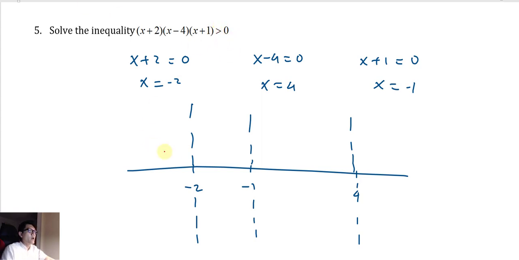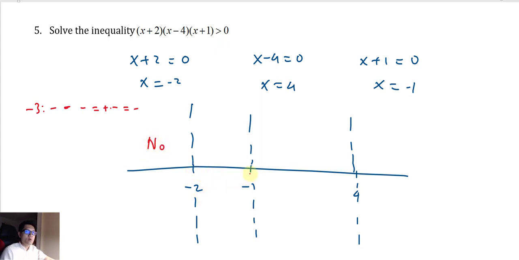Bigger than 0, so positive. Now on the left side of minus 2, let's see, we pick minus 3 for the testing. So minus 3 goes here: x plus 2 is minus 3 plus 2, that is minus 1, so minus. Minus 3 minus 4, that is minus 7, so still minus, right? Minus 3 plus 1, that is minus 2, so still minus. So we see that minus times minus becomes plus, and plus times minus is still a minus. So this is a minus, which is not bigger than 0. So the answer is no.